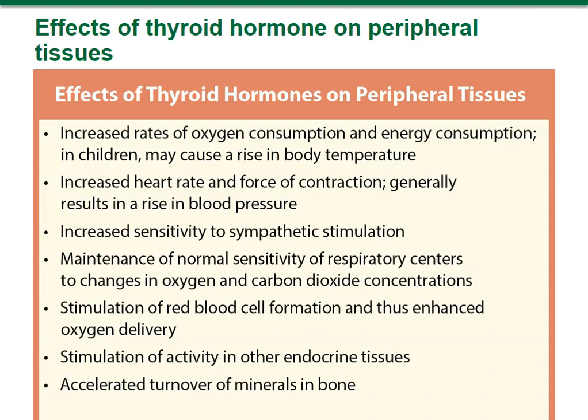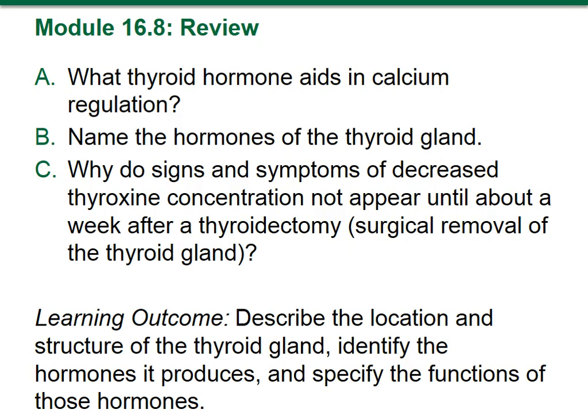The effects of thyroid hormone on the peripheral tissues: it increases the rate of oxygen consumption and energy consumption. In children, it can cause a rise in body temperature. It causes increased heart rate and force of contraction, which results in a rise in blood pressure, and increases sensitivity to sympathetic stimulation. It's important for maintenance of your normal sensitivity of respiratory centers to any changes in oxygen and CO2. It stimulates red blood cell formation, enhances oxygen delivery, stimulates activity in the other endocrine tissues, and accelerates turnover of minerals in the bones.